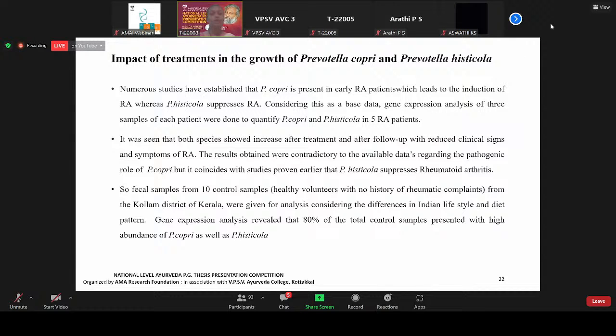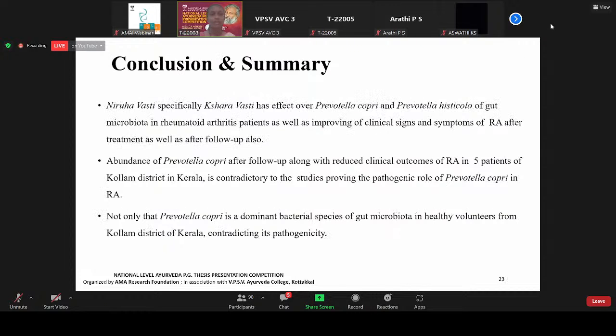So 10 fecal samples from 10 healthy volunteers were taken from Kollam district of Kerala, and they were analyzed considering the differences in Indian lifestyle and diet patterns. Gene expression analysis of all these revealed that 80% of the total control samples presented with high abundance of Prevotella copri as well as Prevotella histicola. So Niruhavasti, specifically Sharavasti, has an effect over Prevotella copri and Prevotella histicola of gut microbiota in rheumatoid arthritis patients, as well as in improving clinical signs and symptoms of RA after treatment as well as after follow-up.